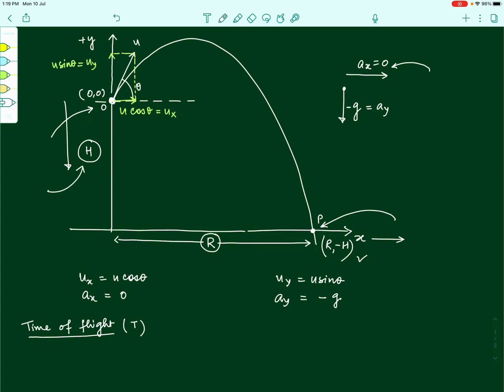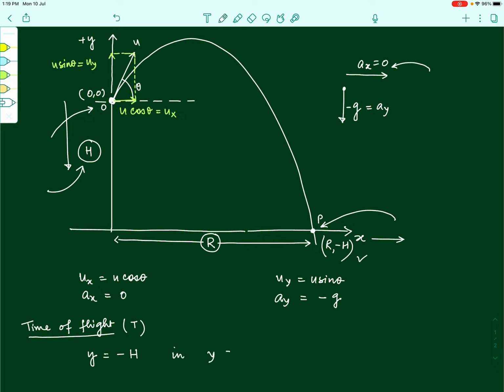We know this h, right? The height from which the projectile was projected. So can we just put y, the y directional displacement, as minus h in the equation that connects the y directional displacement and the time, which is the second equation of motion?